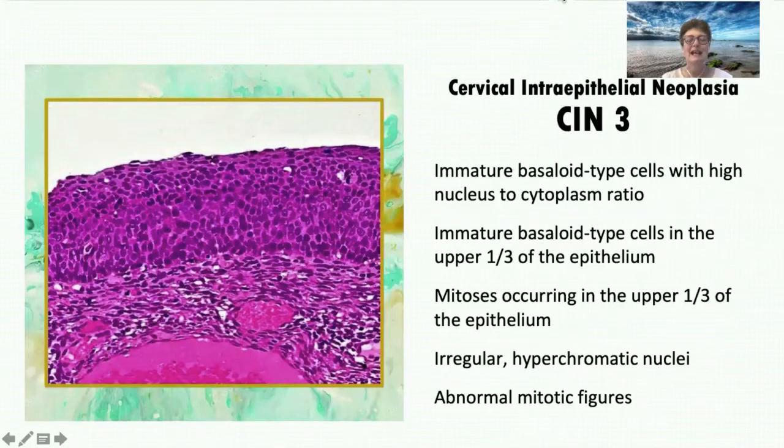This is CIN3. We notice now that the basal cells have filled up the whole thickness of the epithelium. So the immature basal cells can have, again, atypical mitoses, are pleomorphic and hyperchromatic, and are associated with those high-risk HPV types.